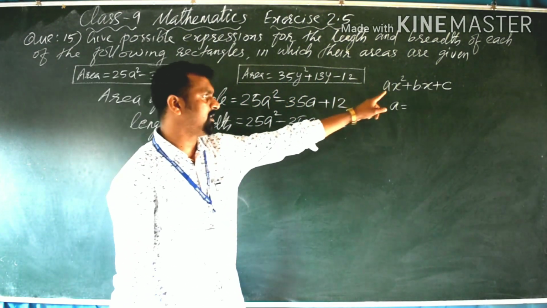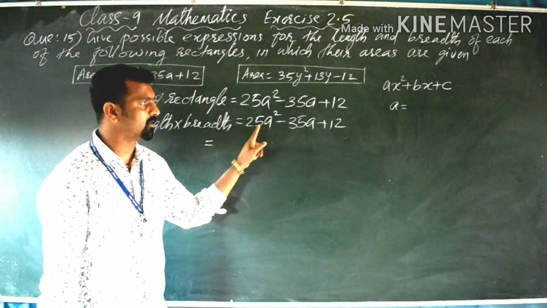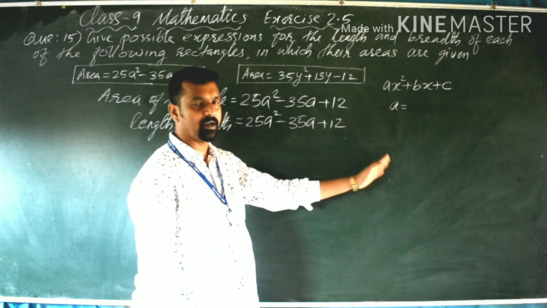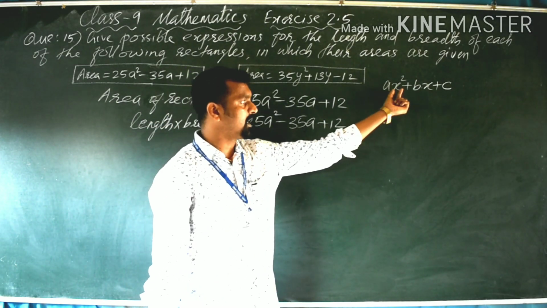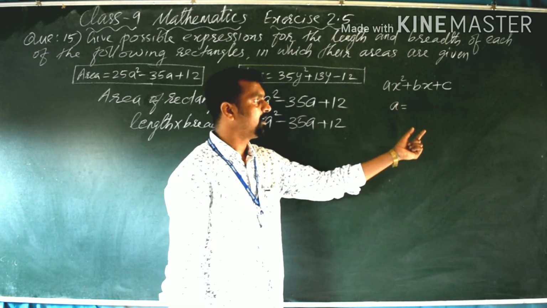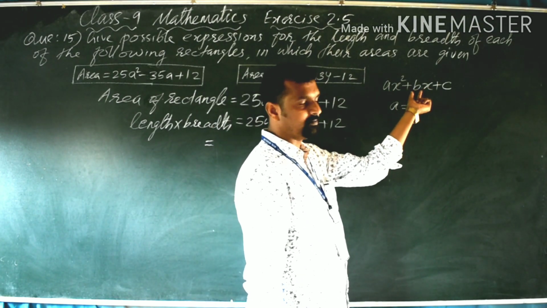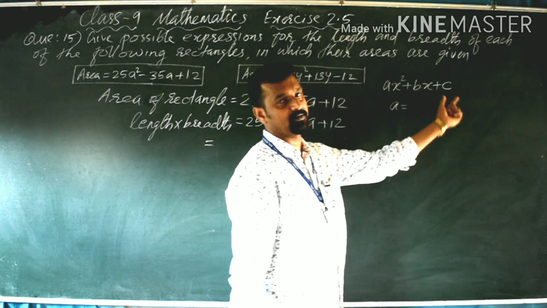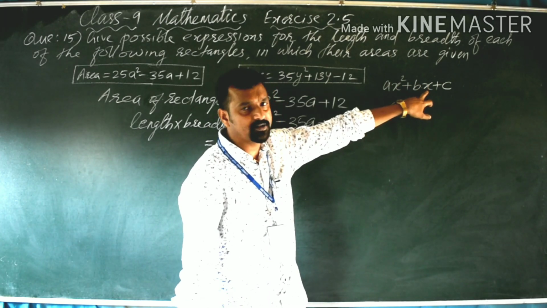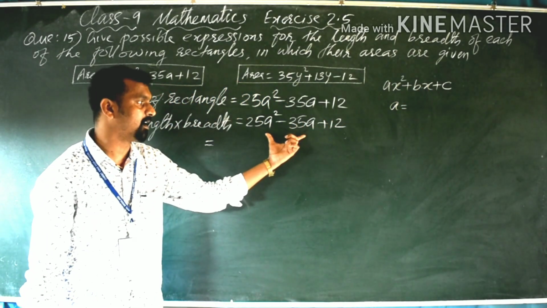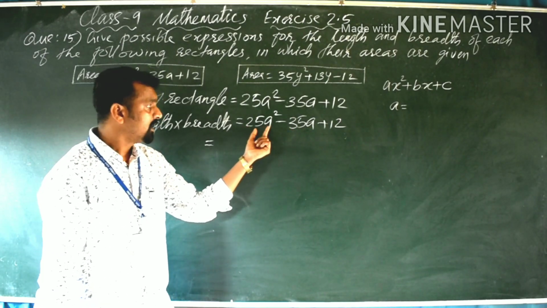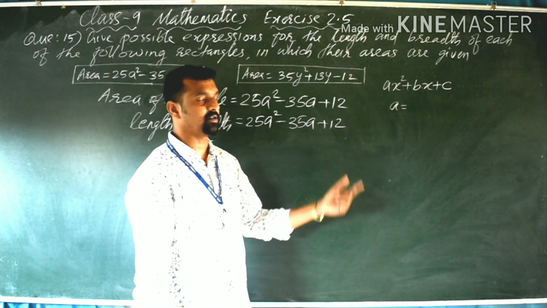So compare it with our quadratic polynomial 25a square minus 35a plus 12, and write the values of a, b and c here. With the x square, what is the number? That is the value of a. With the x, what is there? That is the value of b. Then the last constant number is the value of c. Here the variable is a, not x. So here a square and a term are there, and the last constant number is there.